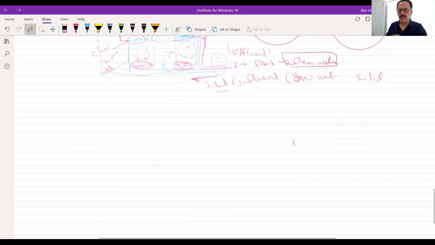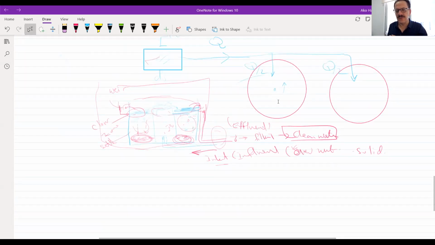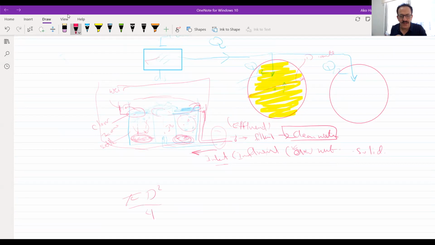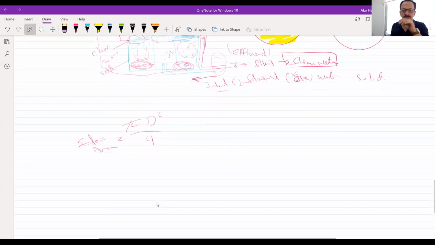Now, we see there are definitions for what we have in these tanks. You can see the top view of the tank, right? This is the diameter of the tank. So pi d square over 4 is the surface area of this tank, in case that we have a circular shape.